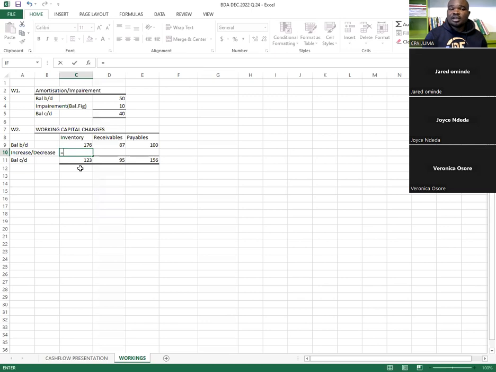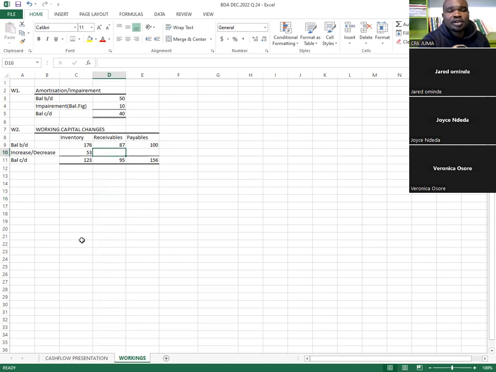There you have to be keen, because if you interlink and here you had put negative, it will bring problems. So you have to know from this stage, it is going to be positive or negative. So decrease in stock should be positive. So it will be 176 minus the 123. So that is positive 53.